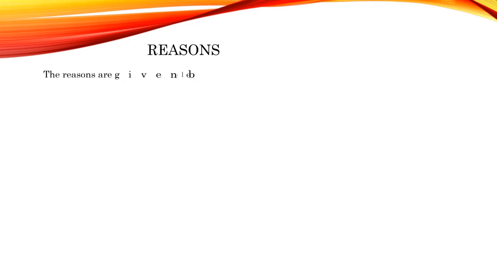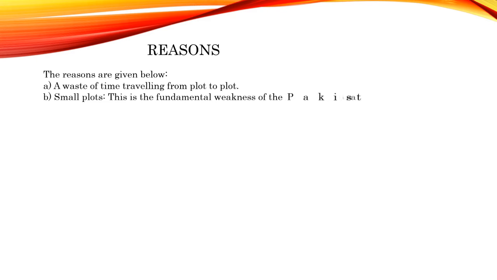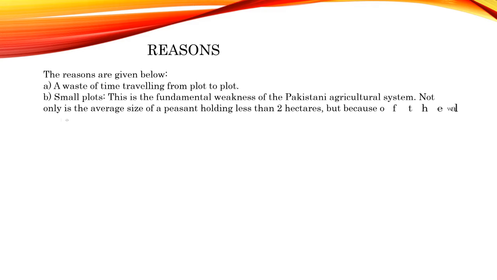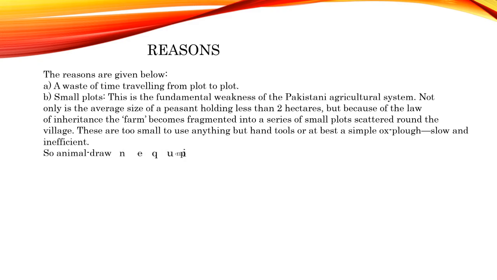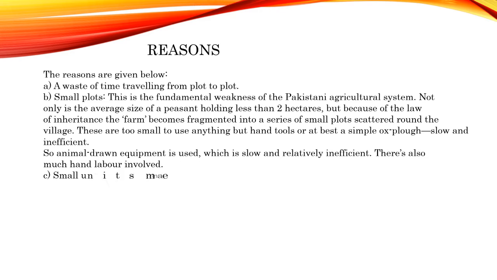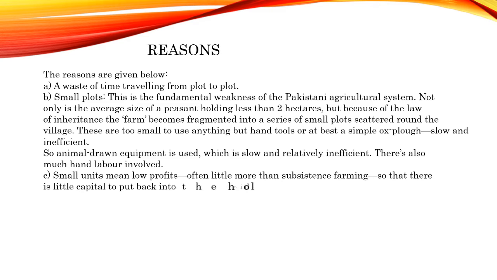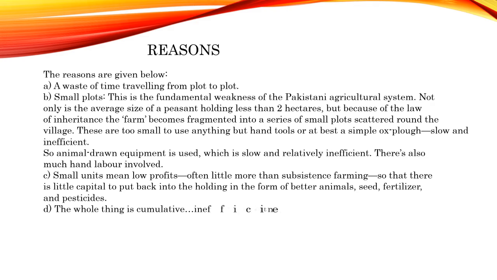Reasons. The reasons are: Number 1, a waste of time traveling from plot to plot. Number 2, small plots. This is the fundamental weakness of the Pakistani agriculture system. Not only is the average size of peasant holding less than 2 hectares, but because of the law of inheritance, the farm becomes fragmented into a series of small plots scattered around the village. These are too small to use anything but hand tools, or at best a simple ox plough, slow and inefficient. So animal drawn equipment is used, which is slow and relatively inefficient. There is also much hand labor involved.